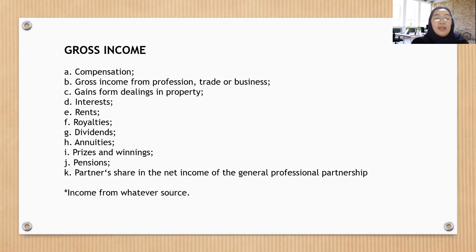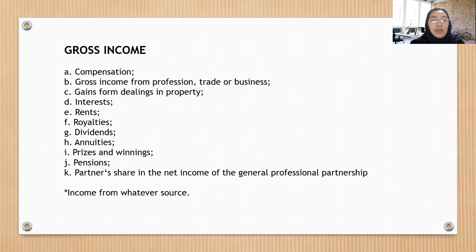Okay, gross income. So, I hope klaro yung class. Only resident citizens are taxable for their income all over. These are gross income items to be included in the computation of your income tax return under Section 24A. Or in other words, subject to normal tax.